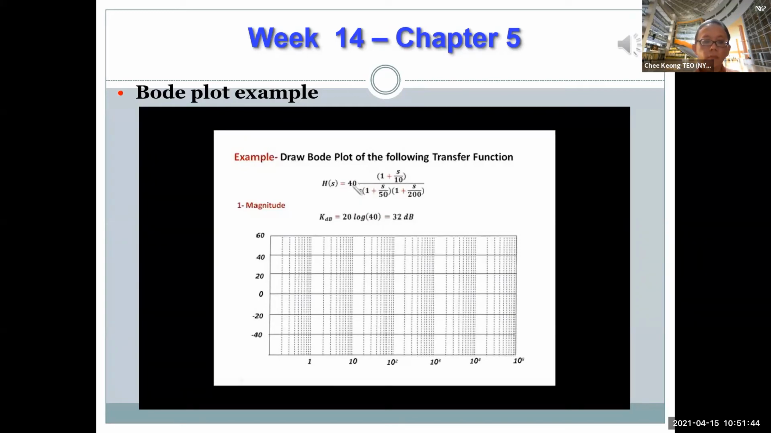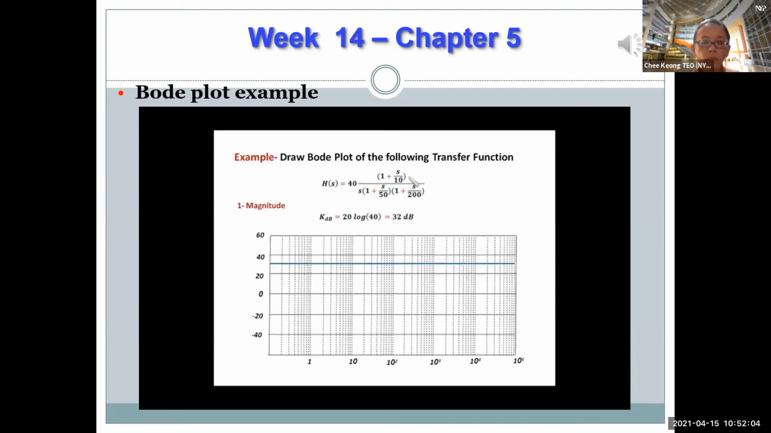Anyway, the first one will be the K, and the K here is 32 dB. So we're going to come to the 32 dB, which is somewhere around here. This is where the 32 dB is, and we're going to have a straight line. So when we do the line, that's what we have, 32 dB. That stands for the gain of 40. That gives us 32 dB.